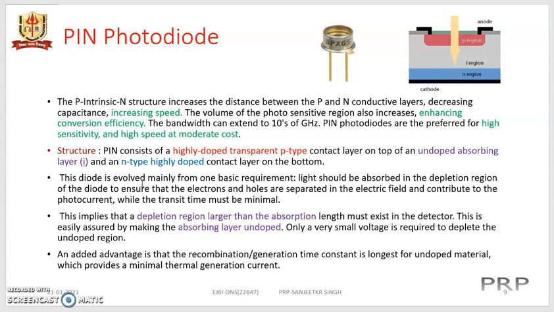So the diode has evolved mainly from one basic requirement, and what is that? Light should be absorbed in the depletion region of the diode to ensure that the electron and hole pairs are separated in the electric field and contribute to the photocurrent, while the transit time must be minimum. Transit time is the time taken by the electrons or the holes to reach the other end, either the anode side or the cathode side.